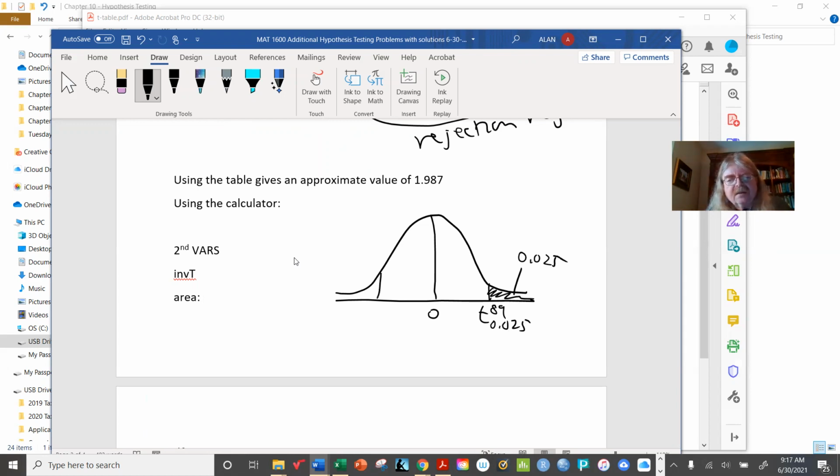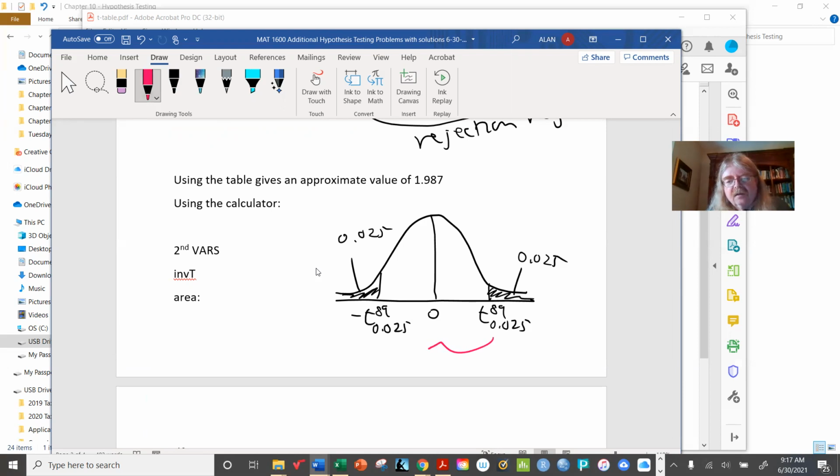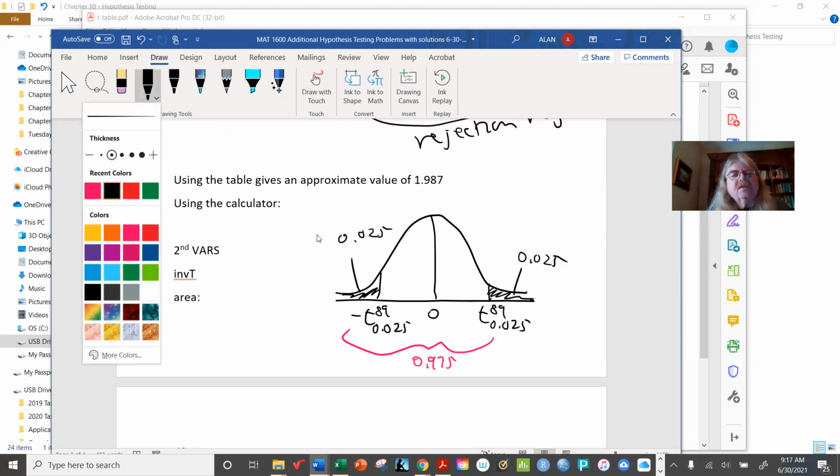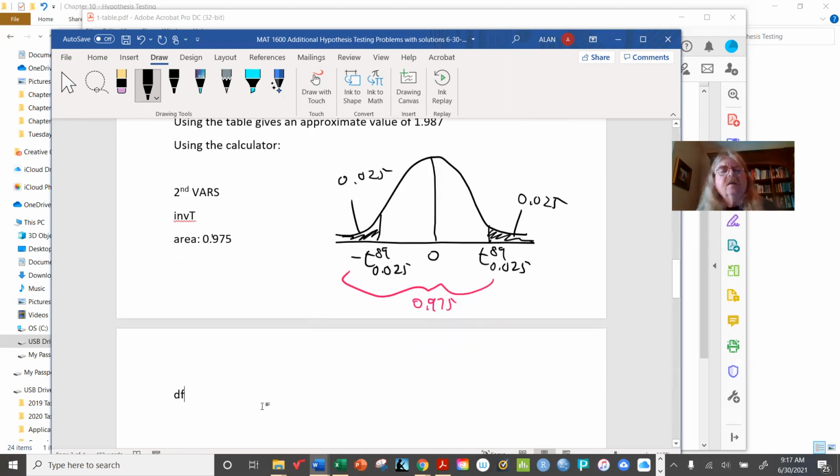Let me just quickly repeat this. That implies that everything below this point, including the lower tail, adds up to 0.975. We go all the way down to negative infinity. So put for the area 0.975. And then for degrees of freedom, of course, 89, the sample size minus 1. And then it will give us the exact values.